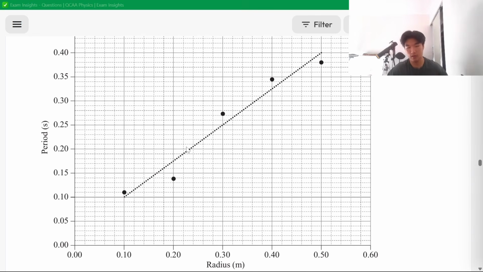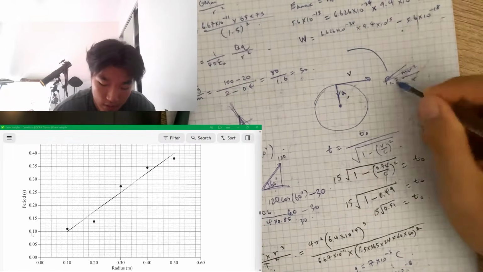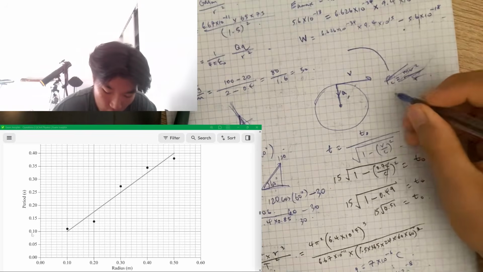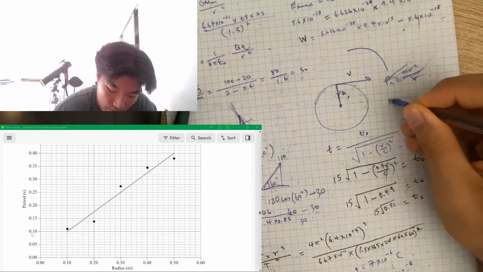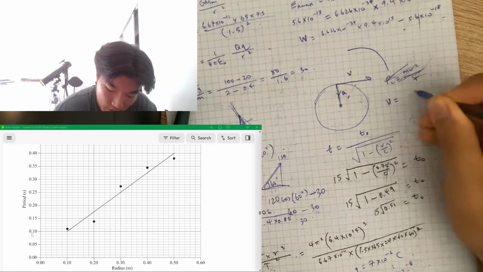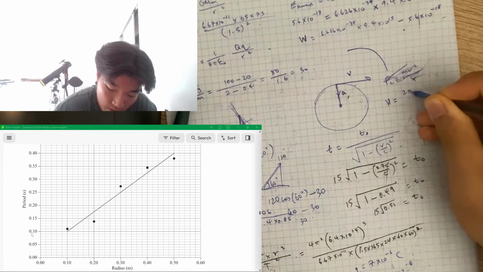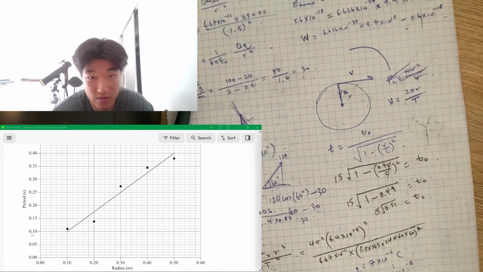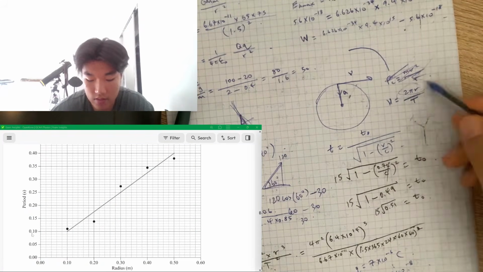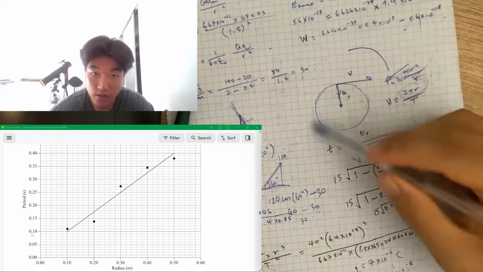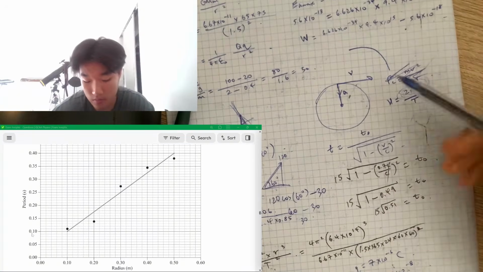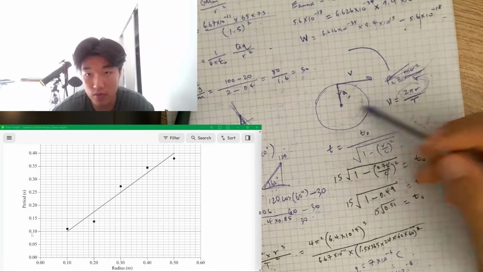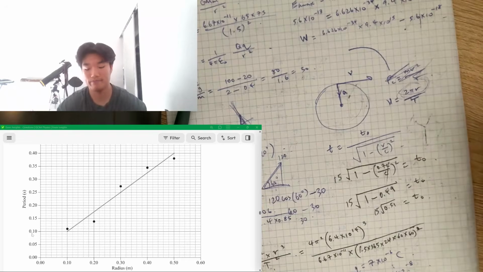Oh, okay. No, don't use this formula. Use the other formula. So v equals 2 pi r over T. Right? This is just a simple displacement over time formula to get speed. That's the distance, the circumference of a circle. And then time for one revolution is just the period.